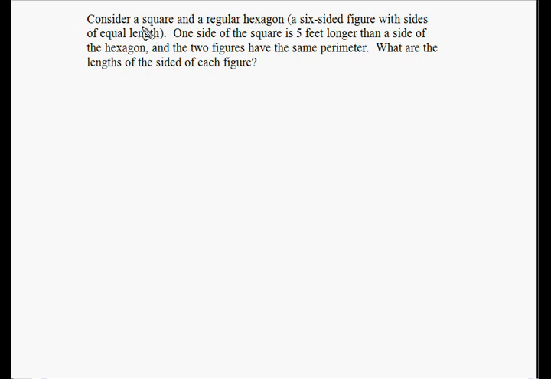Consider a square and a regular hexagon, a six-sided figure where the sides are all equal. One side of the square is 5 feet longer than the side of the hexagon, and the two figures have the same perimeter. When a word like perimeter shows up in a word problem and there's a formula associated with it, I go look those up and write them down immediately.